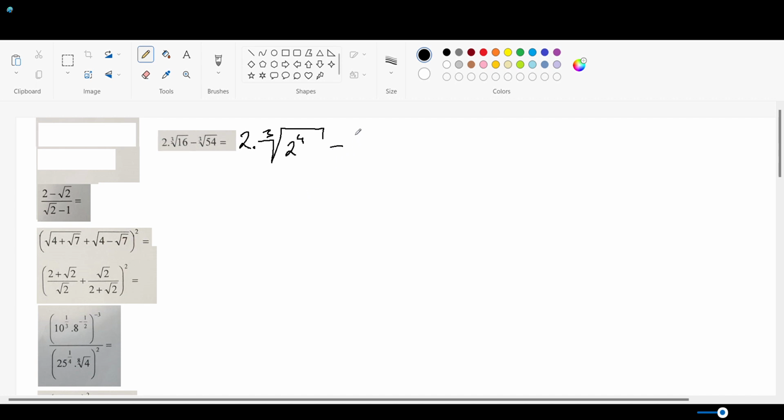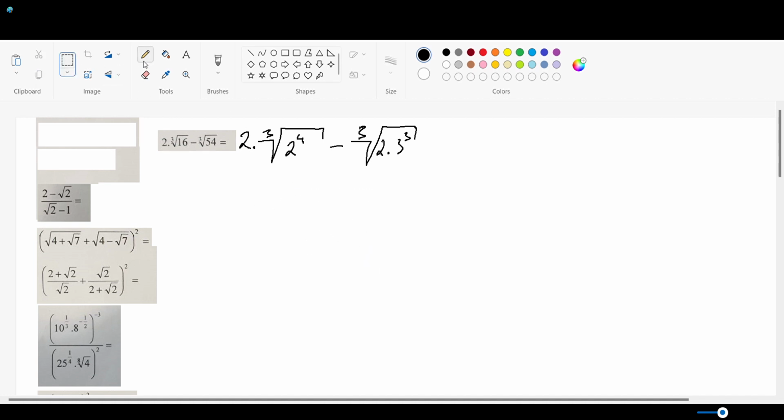Take away third root of 54. Okay, what is 54? It is 6 times 9, and I will help myself, so it is like 2 times 3, this is 3 squared, so under the third root we will have 2 times 3 to the power of 3. We don't need this anymore.